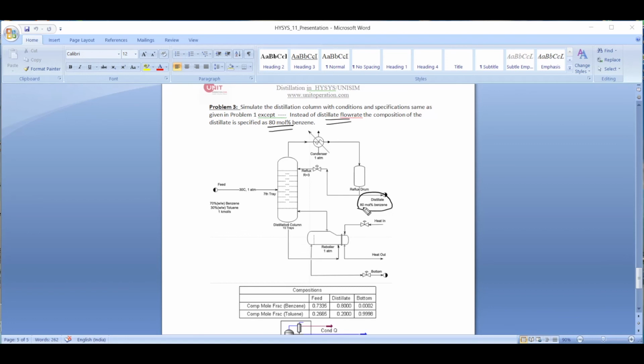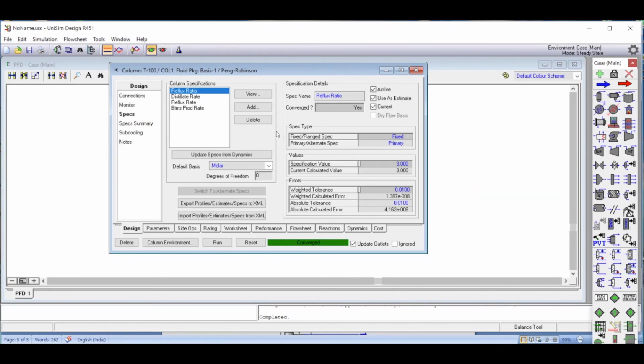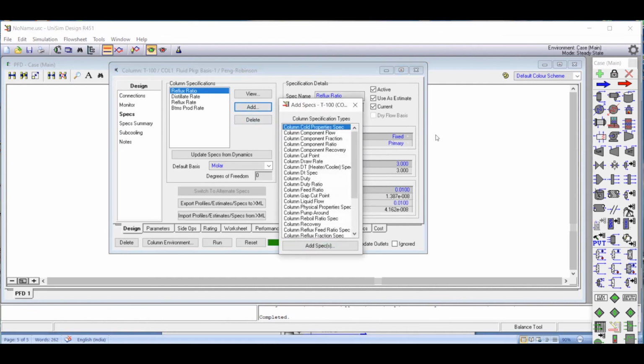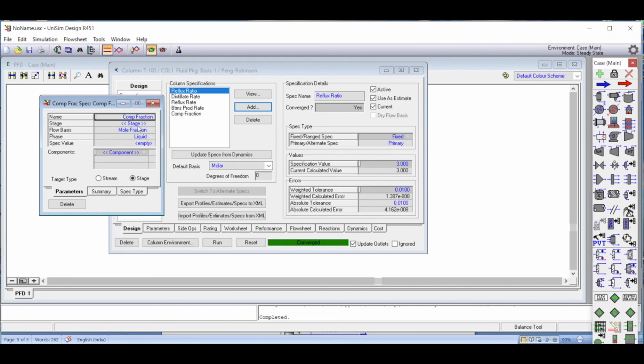So how do you simulate that particular column? Let's go back to the column here, and now you have to add. If you do the add, and then go to the column component fraction, that's the one you have to add here in the column specification. So here we go for column component fraction, and you say add spec. Here, as you can see, we are not defining the component fraction on any particular stage, we are defining it on a stream. That means on the distillate stream which is coming out.